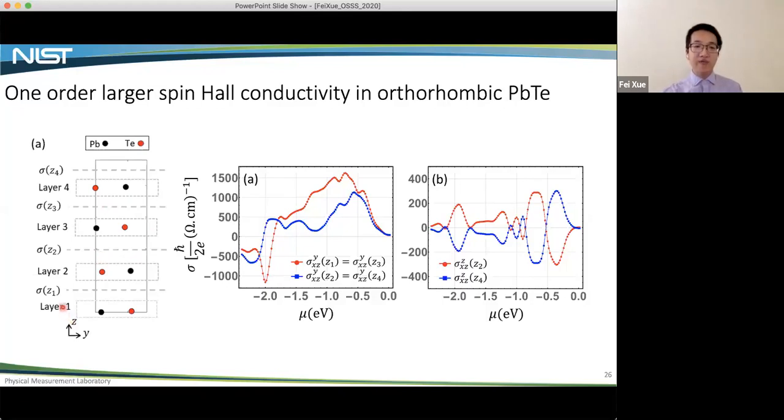Here we actually have four layers of different atoms. If we perform a similar position-dependent spin Hall conductivity calculation from first principles, we scan the chemical potential. Here we have to go below the Fermi level because this is a semiconductor. We see quite a large spin Hall conductivity for the conventional YXZ form. It's not necessarily equal between layers 1 and 2, but the symmetry actually requires layer 1 and layer 3, and layer 2 and layer 4, to be equal to each other. So the number is quite large.